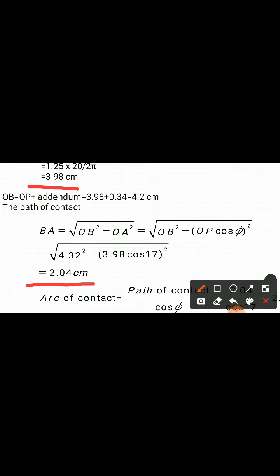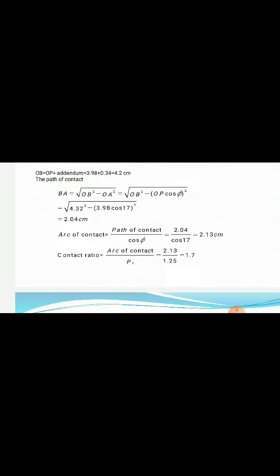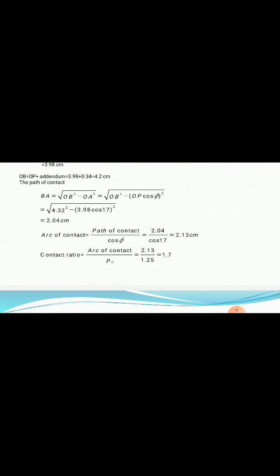Now arc of contact becomes path of contact divided by cos phi. The path of contact we already calculated as 2.04, divided by cos phi, so this becomes 2.13 centimeter. And now contact ratio is equal to arc of contact divided by circular pitch, so 2.13 divided by 1.25. This is the remaining asked quantity, 1.7. So contact ratio here comes as 1.7. This is this type of numerical, and these numericals are very similar to each other.